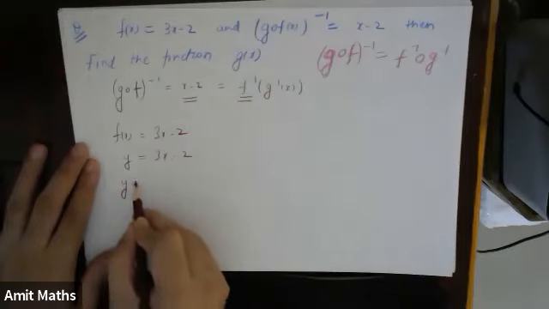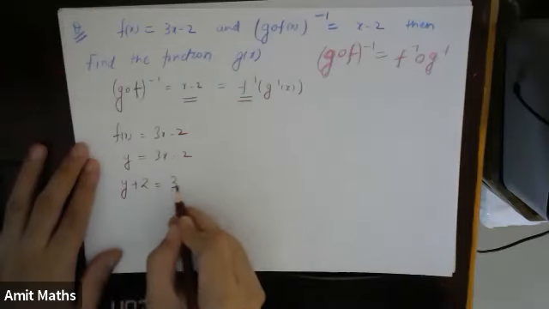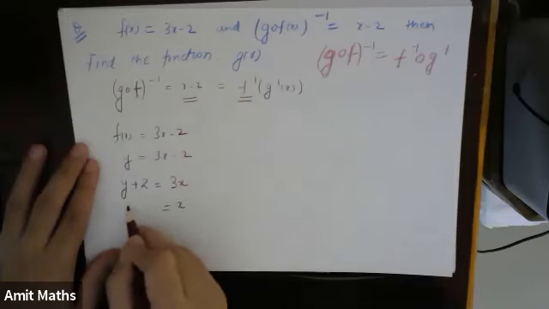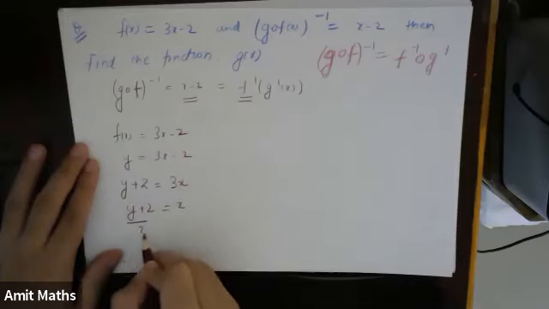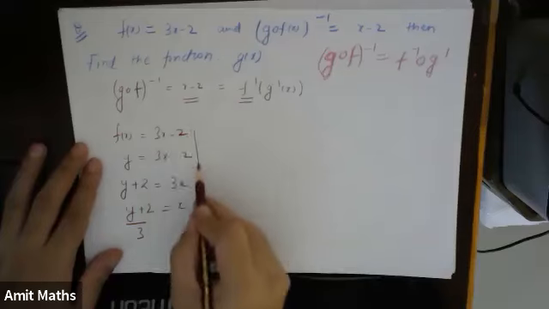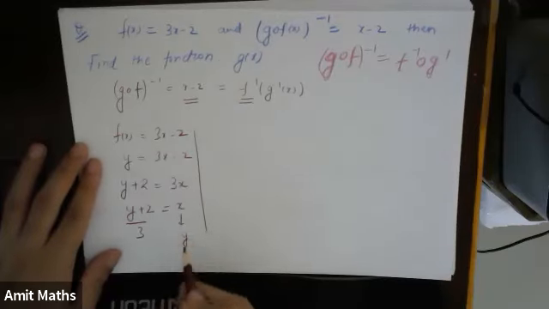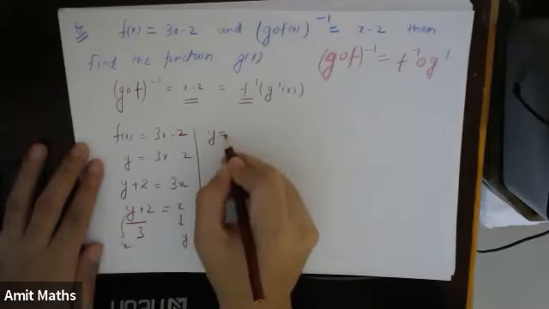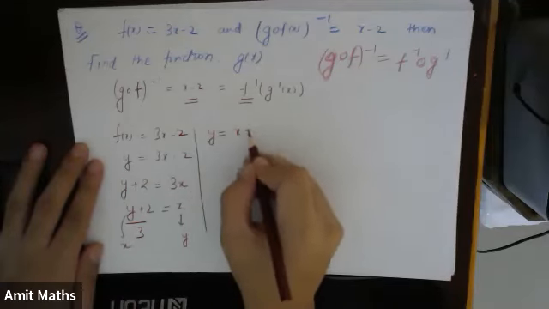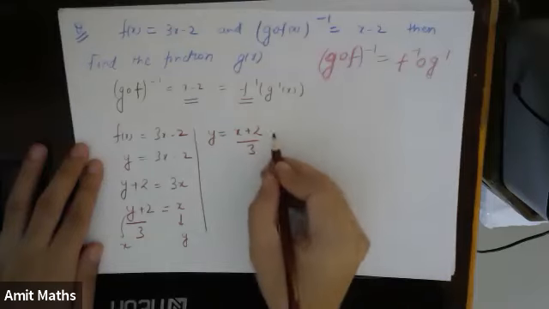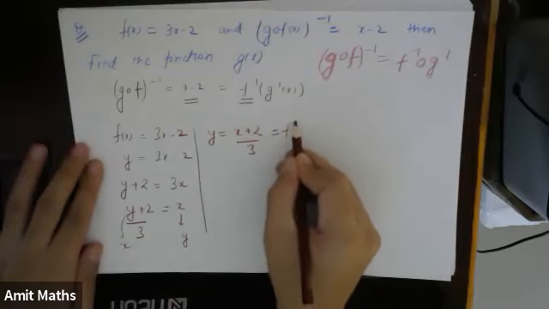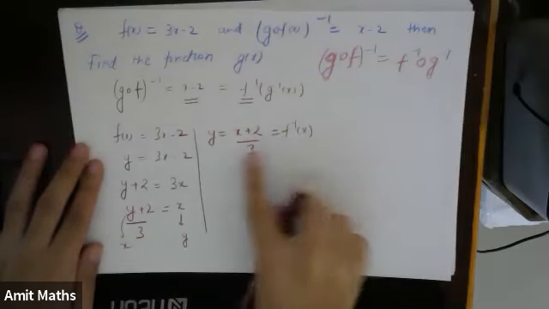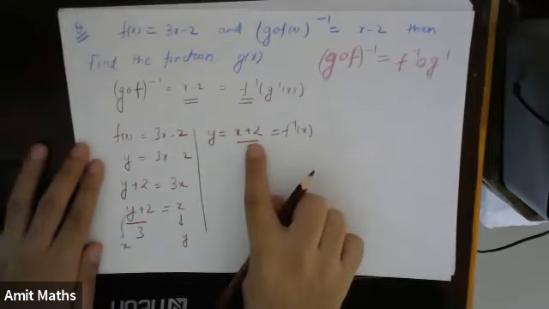So this is y plus 2 is equal to 3x. So x is equal to (y plus 2) by 3. Okay. So the function I can write in the form of, this I will write as y and this I will write as x. So this will become y is equal to (x plus 2) by 3. What is this? This is nothing but f inverse of x. Okay, so f inverse of x.